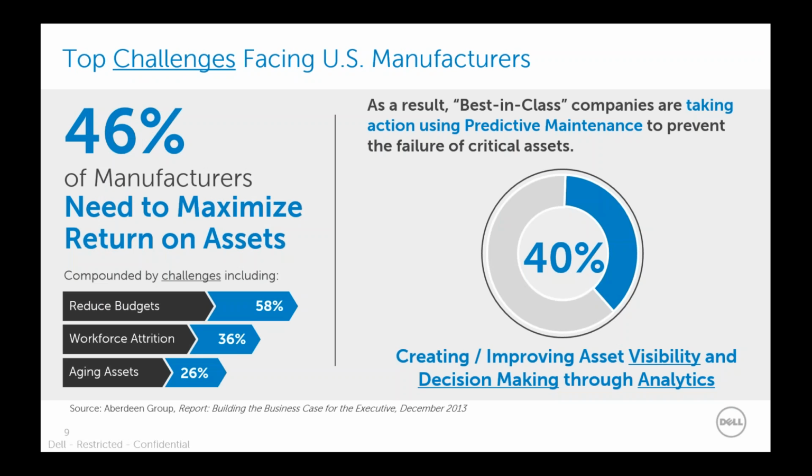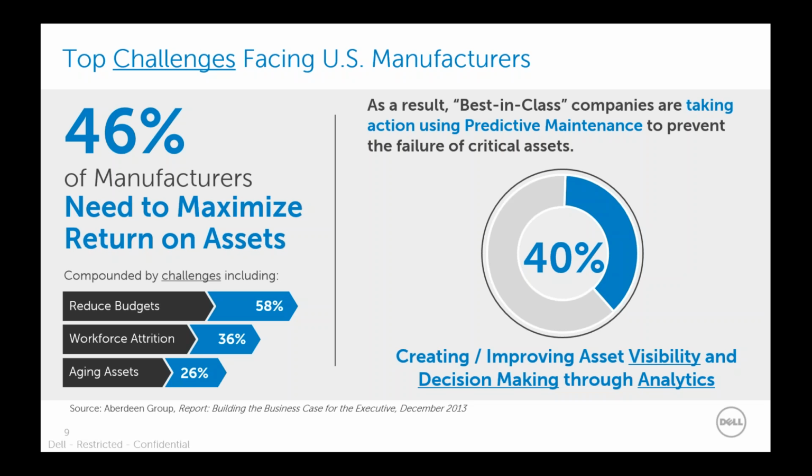Before we go on, I want to set the stage here. What are some of the top challenges that are facing U.S. manufacturers? 46% of manufacturers need to maximize their return on assets, whether that's the number one thing that is reducing budgets or workforce attrition. Workforce attrition is really about making sure that the workers have the right information in order to understand their applications. There is a lot of data behind this that has gone into the research. The other thing that we have to look at is aging assets.